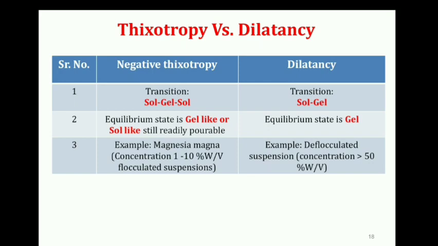Okay, and the concentration is generally more than 50% weight by volume. So remember this: for negative thixotropy, it is a flocculated suspension, while in the case of dilatancy, it is a deflocculated suspension. And the second is concentration. In negative thixotropy, generally the concentration is very low, that is 1 to 10%, while in the case of dilatancy, the concentration is quite higher, that is more than 50%.